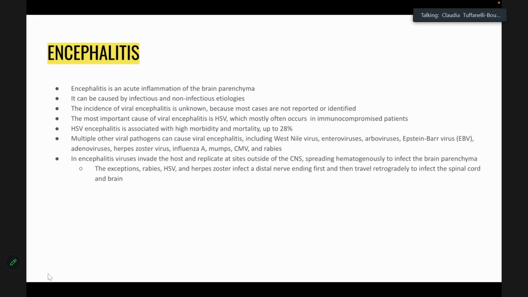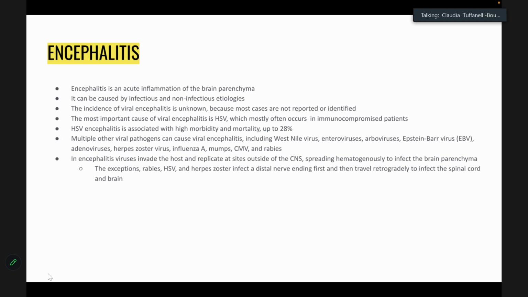Other viral pathogens that can cause encephalitis are West Nile virus, enterovirus, which is very common, arbovirus, Epstein-Barr virus, adenovirus, herpes, influenza, mumps, CMV, rabies. Rabies used to be more common, and I'm sorry, I should have looked up if you guys are still getting it in Vietnam, but in most of the world there's not a ton of cases of rabies. But that was one of the things that would kill them, would be the encephalitis.